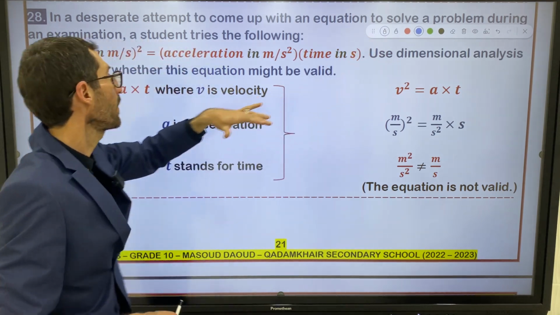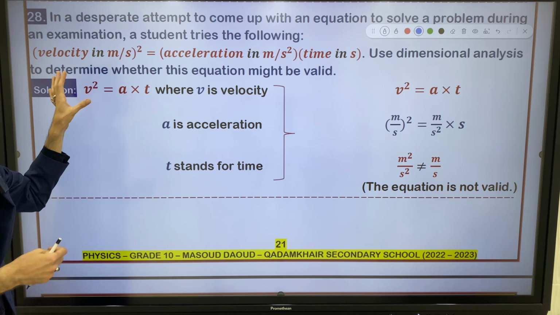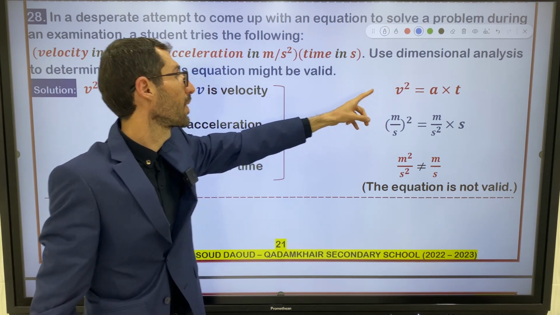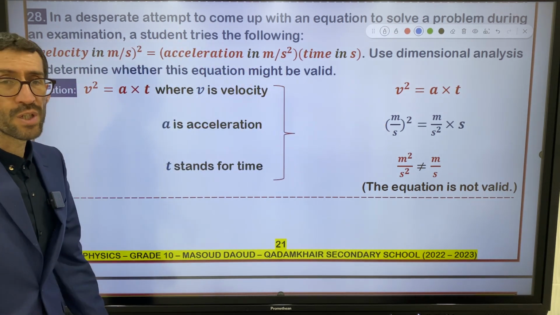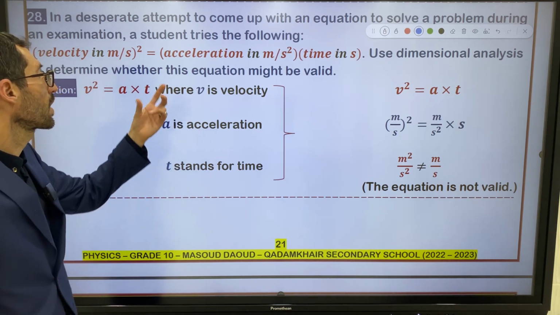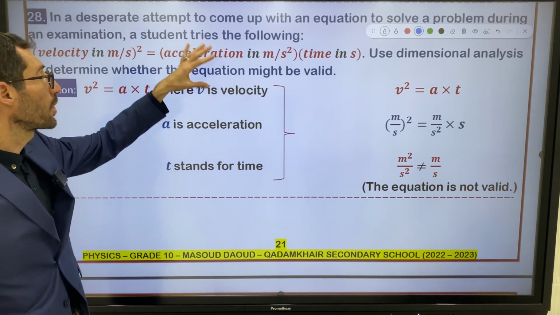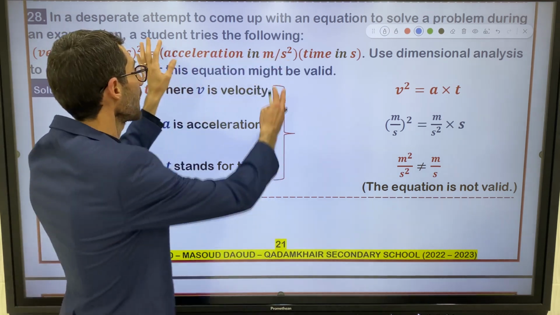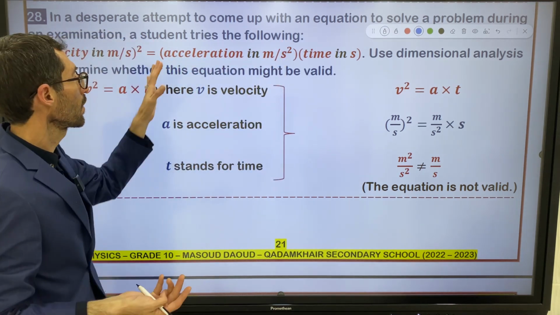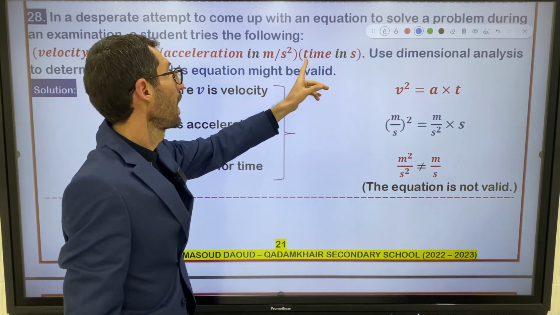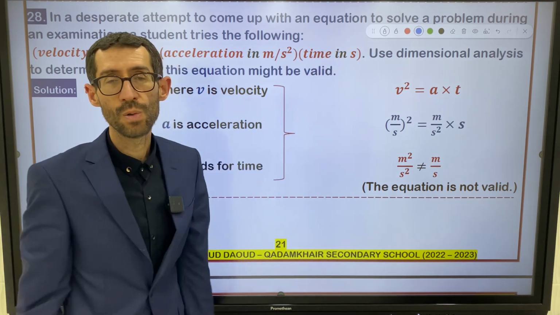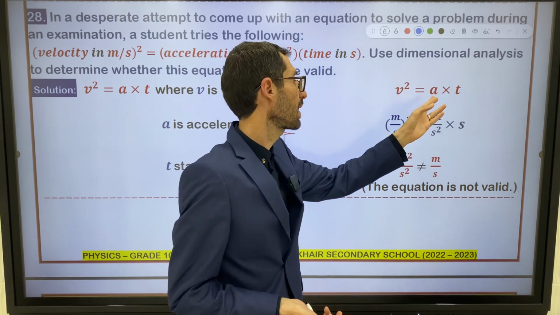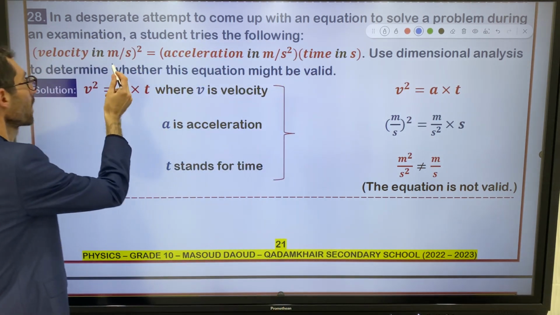Let's simplify it. Instead of velocity, I use the abbreviation, so I write v squared. Use an abbreviation for each quantity. The abbreviation of acceleration is a. Does it have any square? No. So just write a here. And time has no power, no exponent. That's why v squared is equal to a times t.